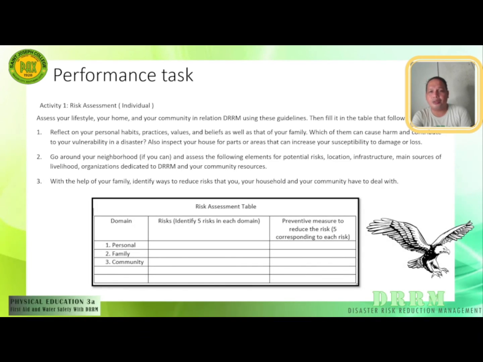And also, inspect your house for areas that can increase susceptibility to damage or loss, like your atop. Sturdy pa ba ang atop? Makaya pa ba if another Odette will come? Try to check it.